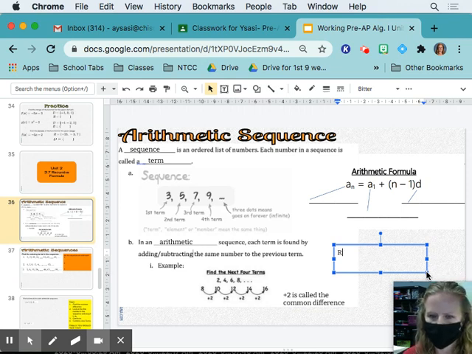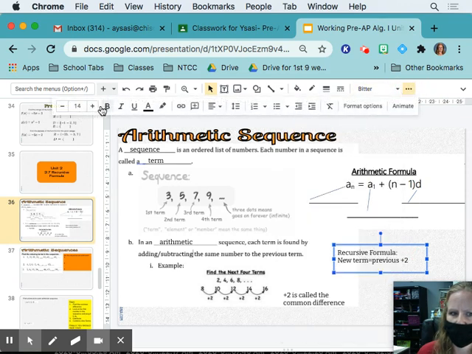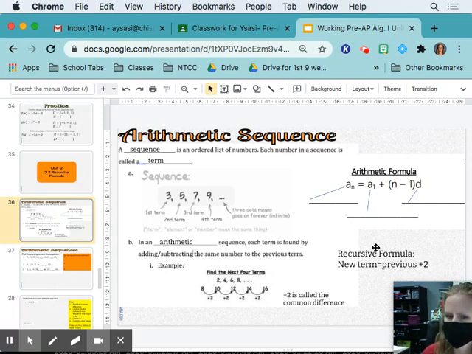So we could write a recursive formula. The recursive formula is the formula that uses the previous term. So new term equals previous plus 2. That would be the recursive formula. And we'll talk about that more tomorrow, but I just want you to see that the recursive always uses the common difference. You're going to add or subtract for arithmetic.